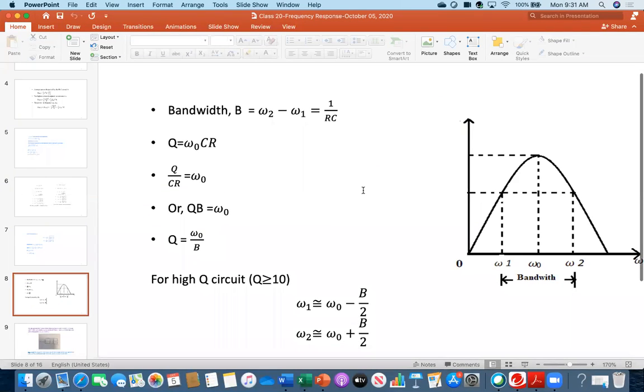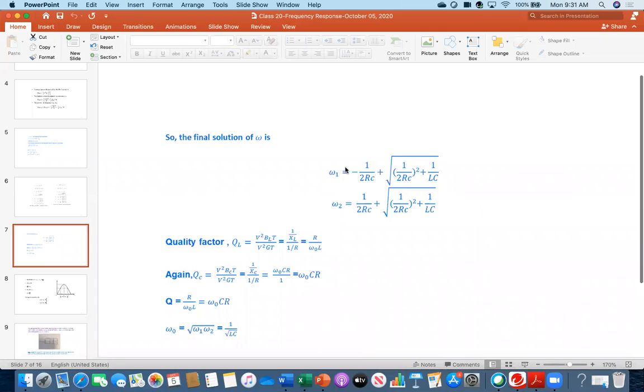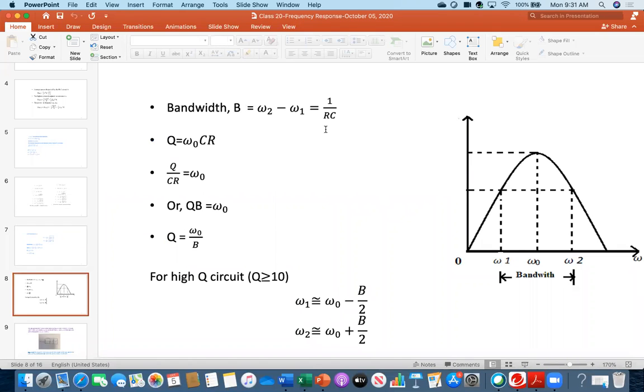So what is that bandwidth? B is omega 2 minus omega 1. What is omega 2 minus omega 1? It will be 1 over RC. So this is omega 1, this is omega 2. If you subtract this one from here, then ultimately you will get 1 over RC.